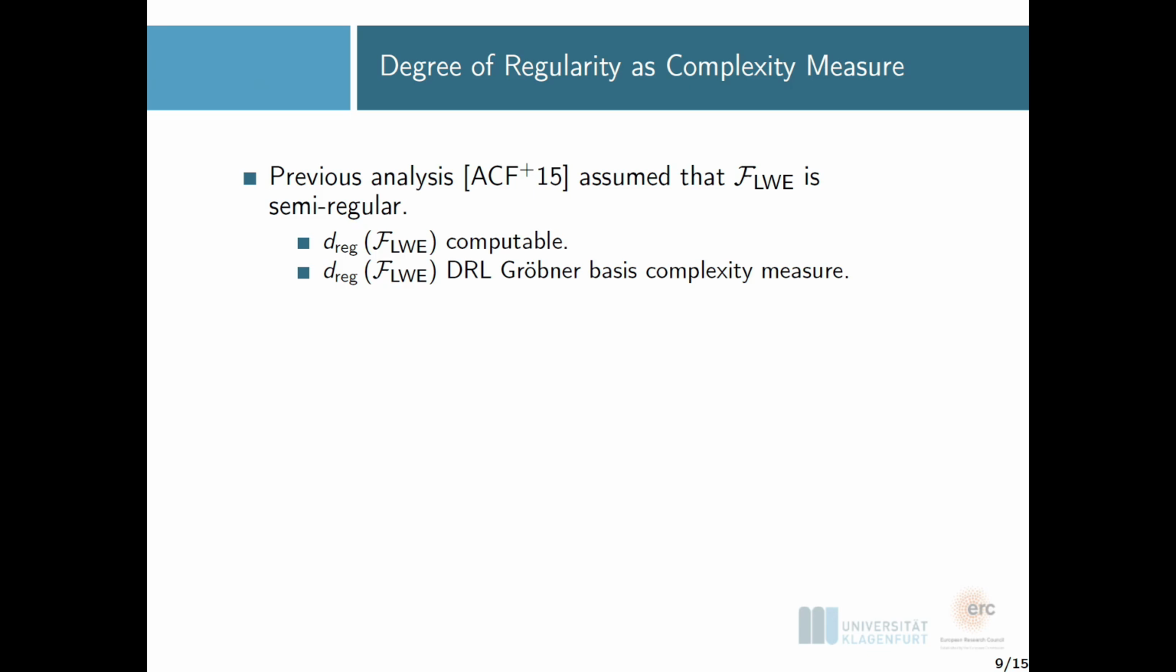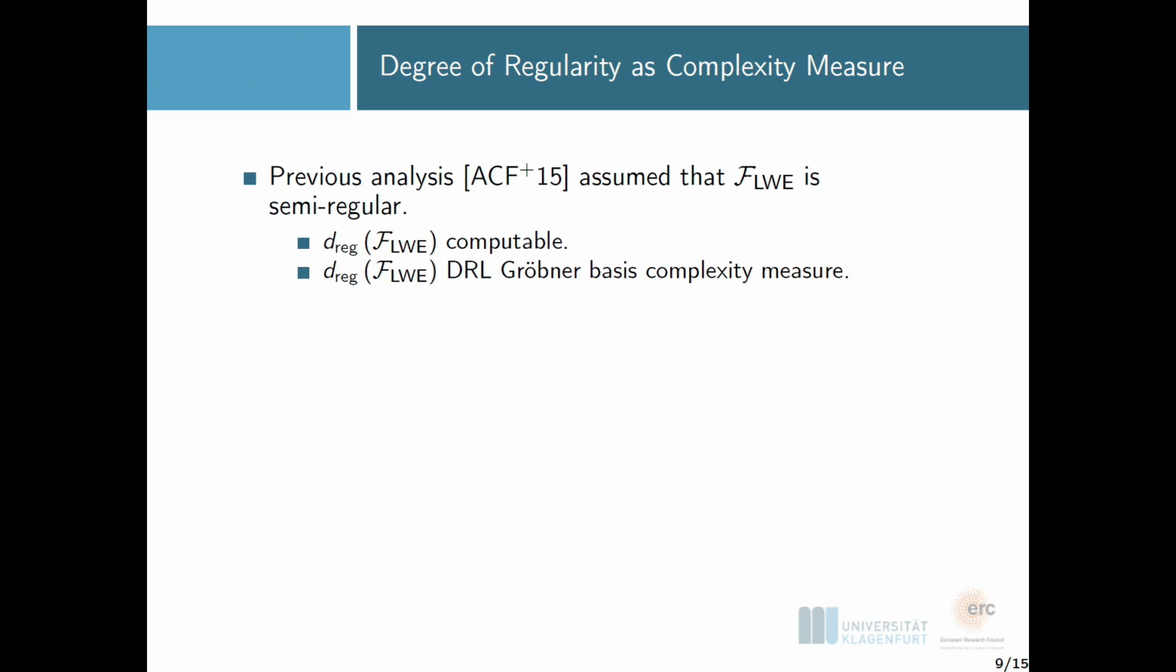So, returning to Albrecht et al.'s analysis, they introduced this semi-regularity assumption. And if a polynomial system is semi-regular, then you can compute the degree of regularity with rather simple arithmetic. And the degree of regularity is a complexity measure for computing a DRL Gröbner basis. So effectively, you can substitute the degree of regularity as a solving degree into the previous binomial coefficient. And additionally, the more polynomials you have in your input system, the lower this degree of regularity will become. So more polynomials in the input system, lower complexity estimate under the semi-regularity assumption.